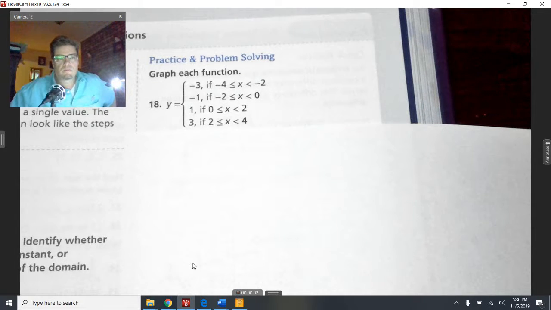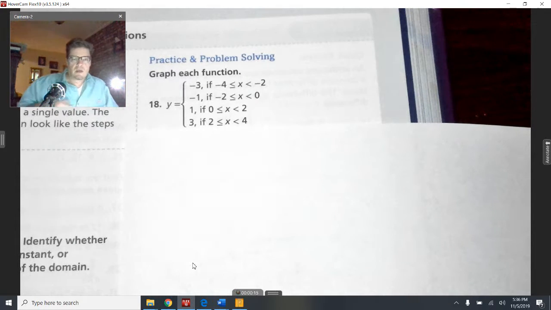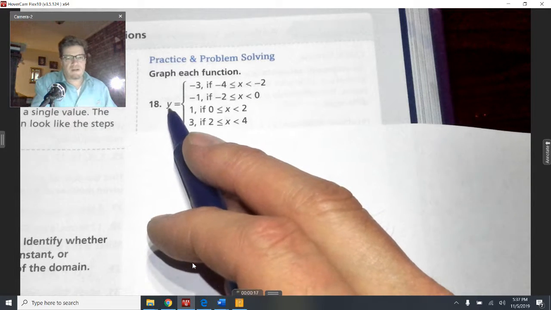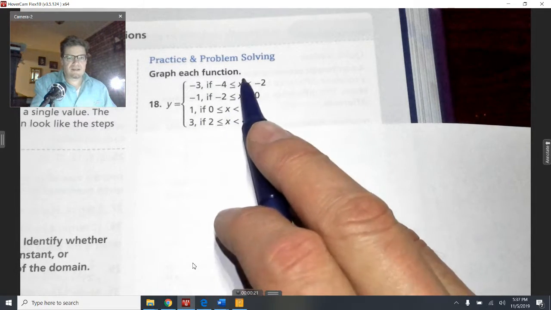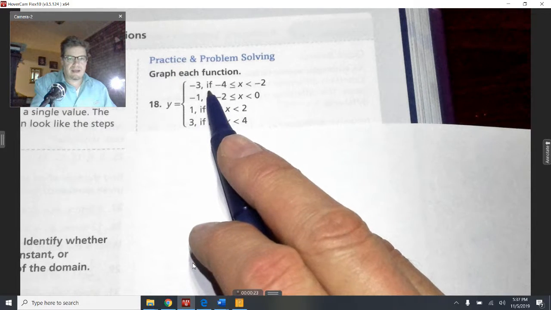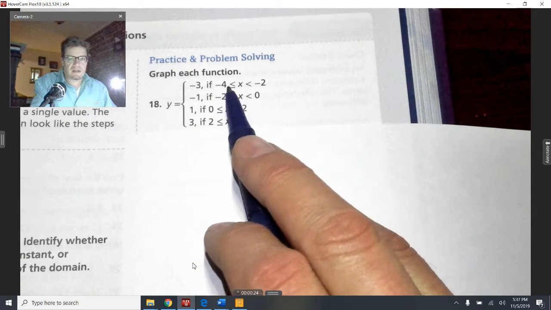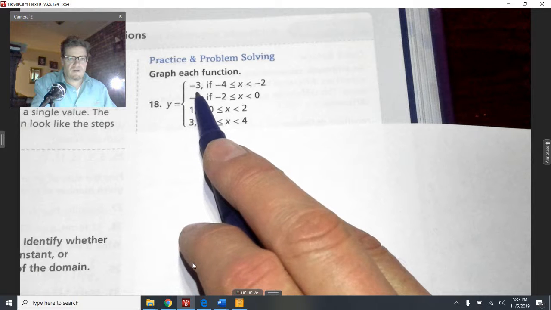All right, so for piecewise defined functions, I guess is what they call them sometimes. Your textbook does. All right, so what we have is we can have a y or an f of x. It doesn't matter. We'll have brackets, and then we have these subdomains that tell us that if you are located within this region, then this is your function.